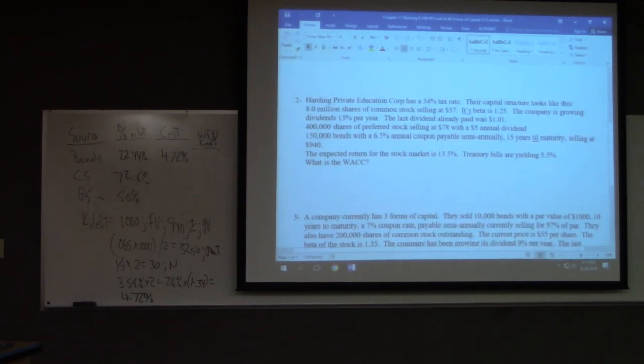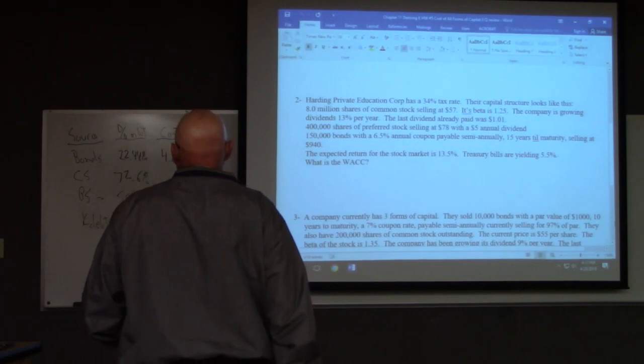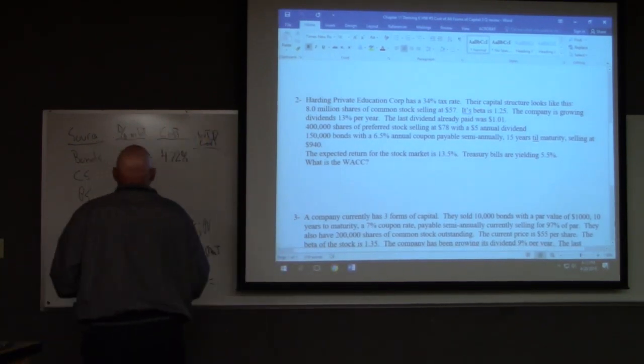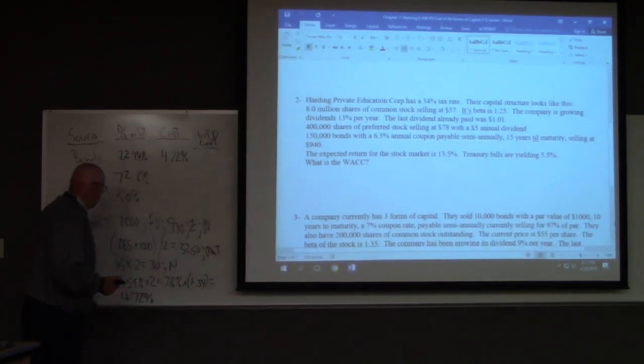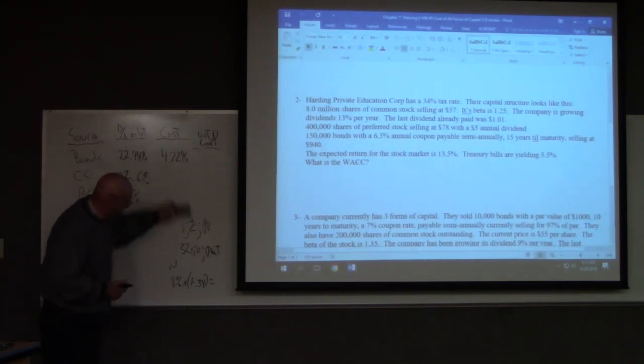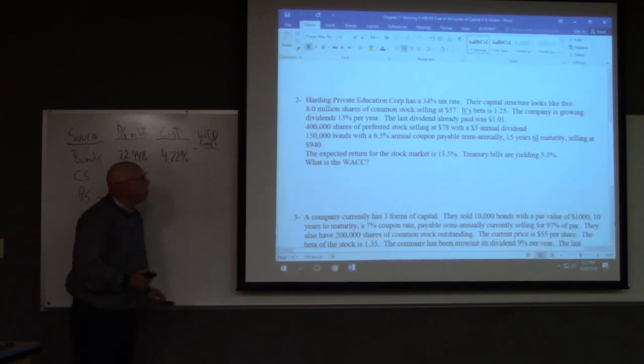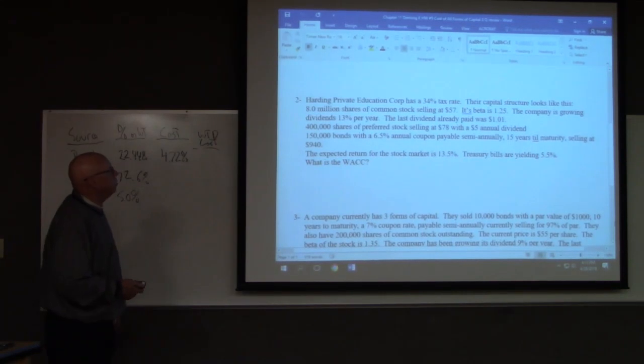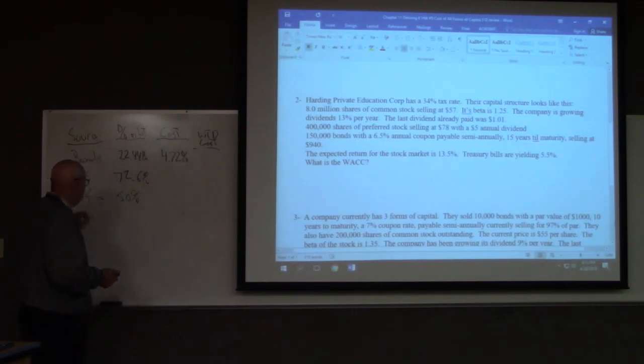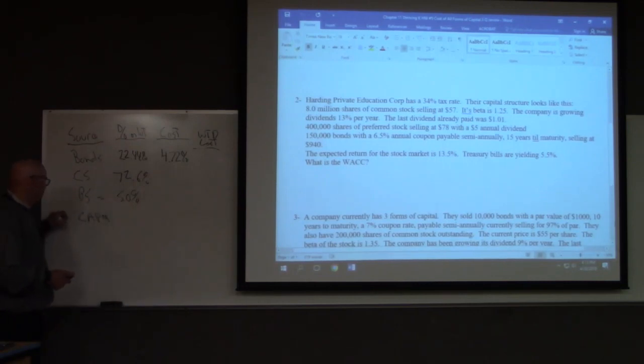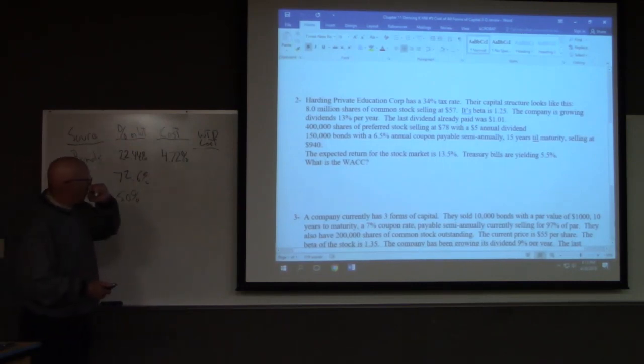All right, so there's your cost of debt. So let's go ahead and do cost of equity. Cost of common stock. Let's see what information we have. We can do it both ways. We're going to do it both ways. So let's do CAPM first. The cost of common stock is equal to CAPM.